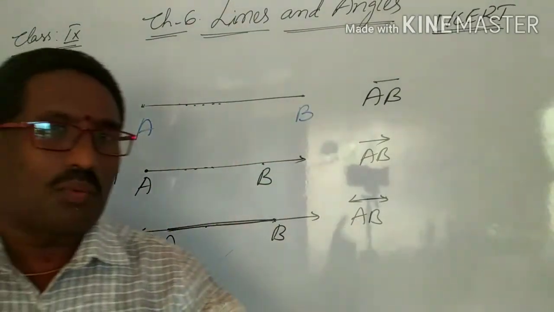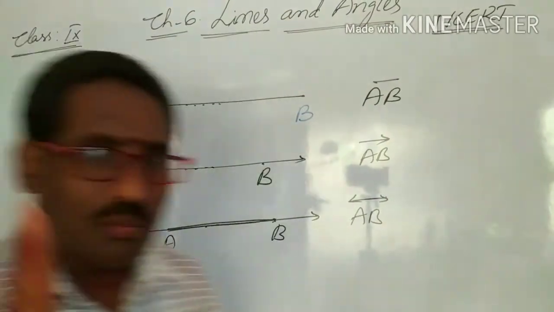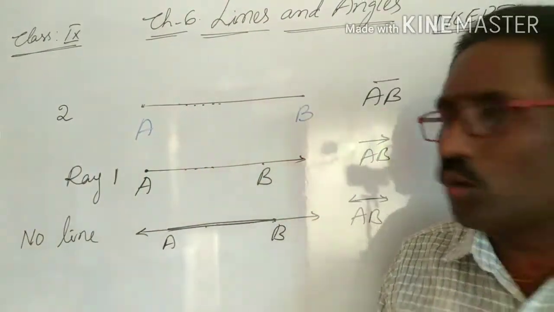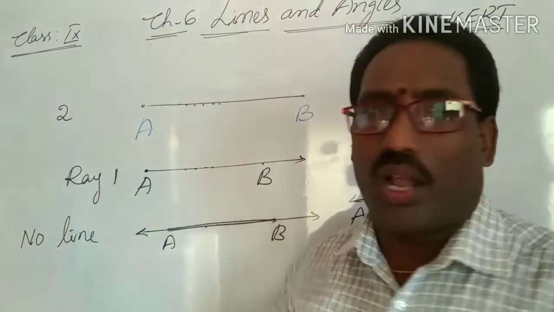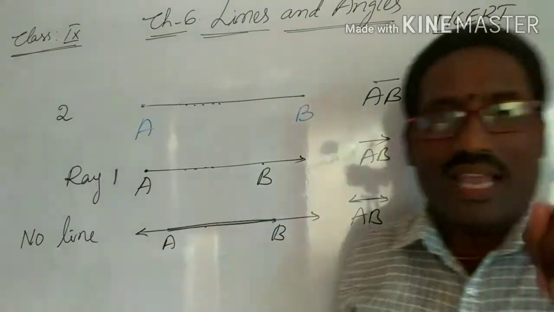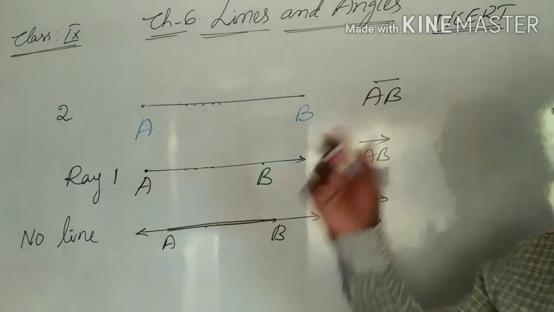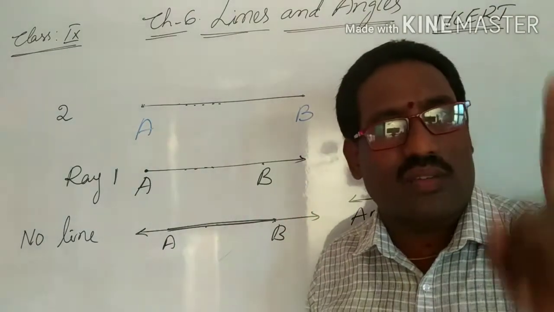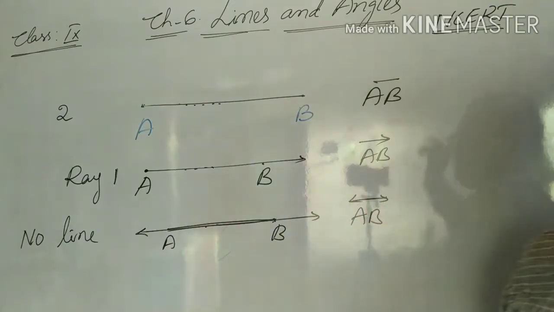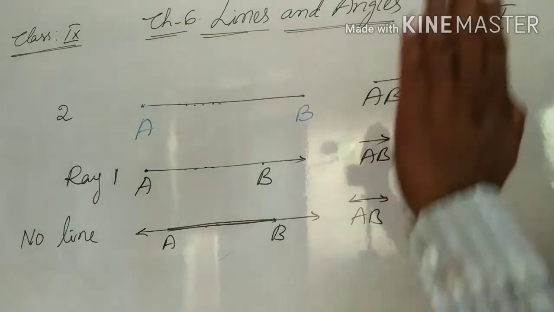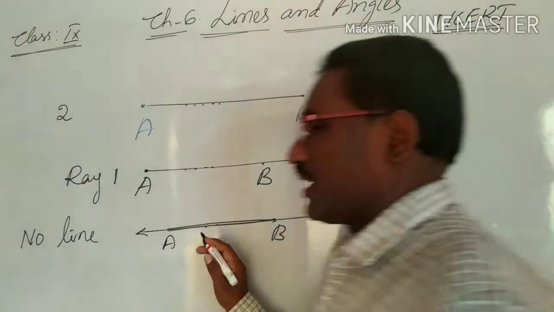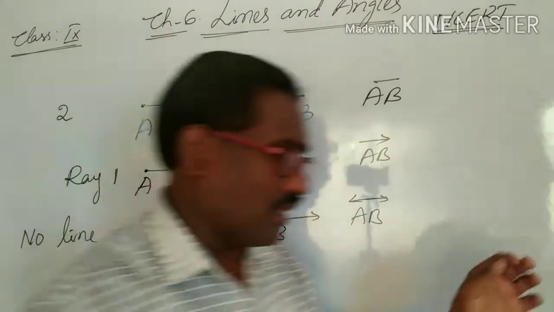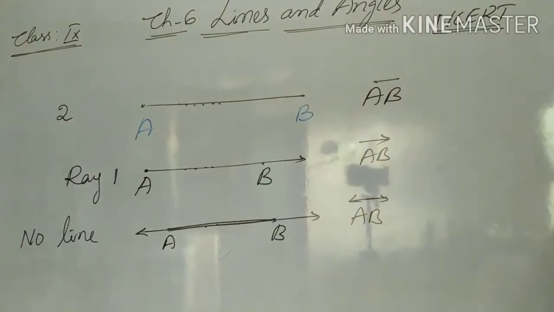How many endpoints does a ray have? Only one endpoint. Can you measure the length of the ray? No. How many points are there in a ray? Infinite points. Next, how many endpoints does a line have? No endpoints. Can you measure the length of the line? No, we can't. Understand? A line segment is a part of a line.